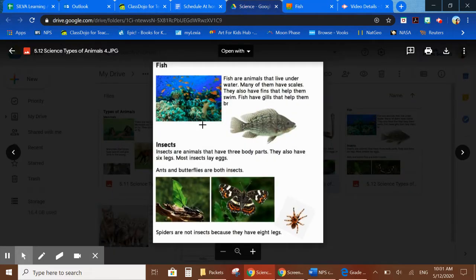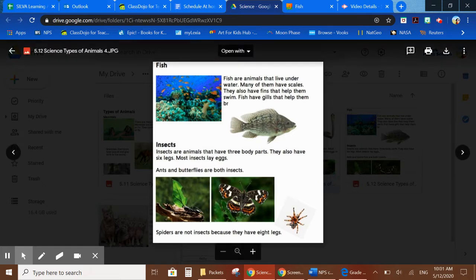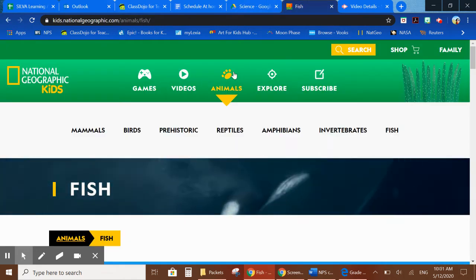And now let's move on to insects. Insects are animals that have 3 body parts. They also have 6 legs. Most insects lay eggs. Ants and butterflies are both insects. Spiders are not insects because they have 8 legs. Spiders are their own kind of animal.